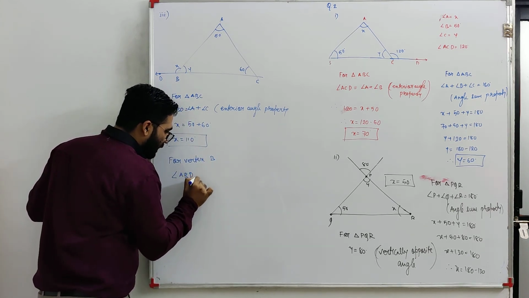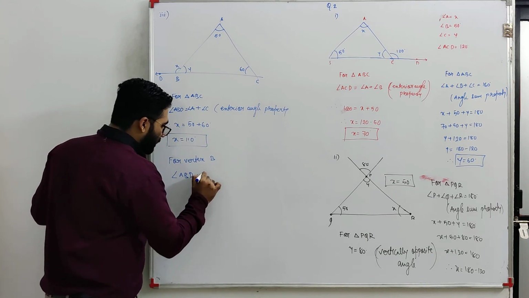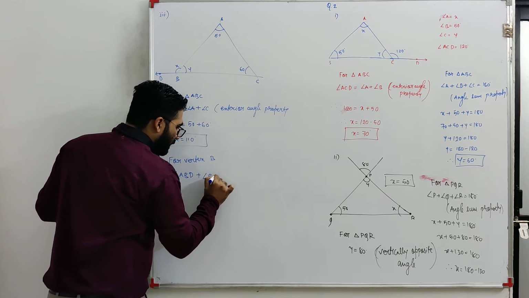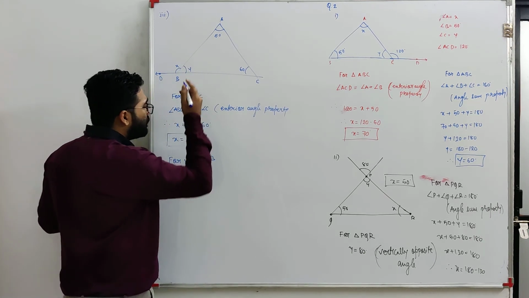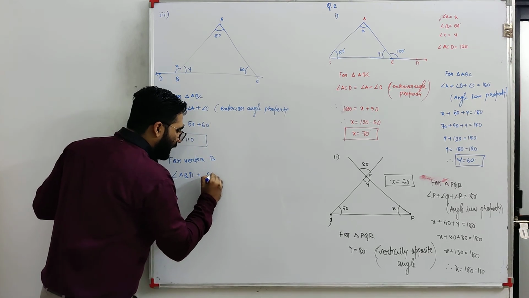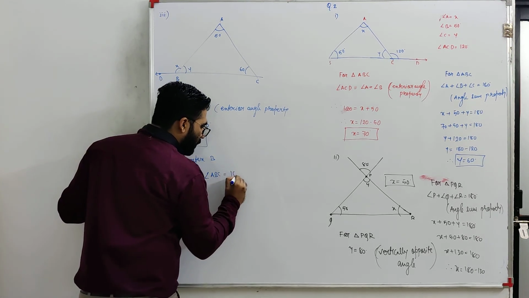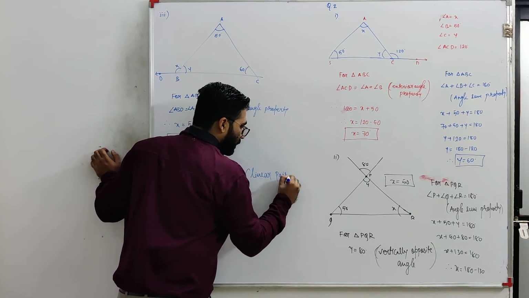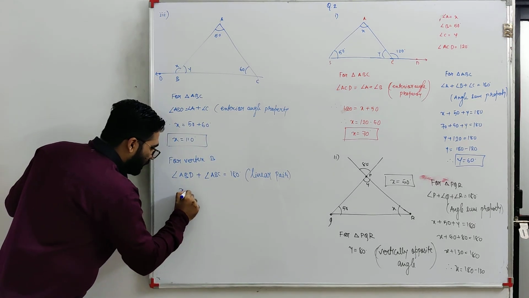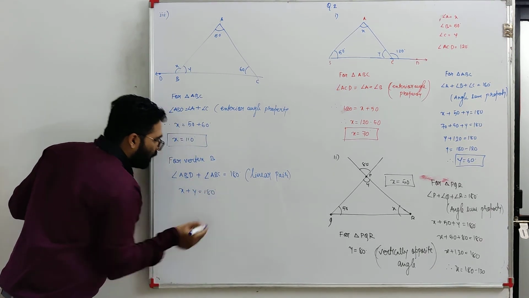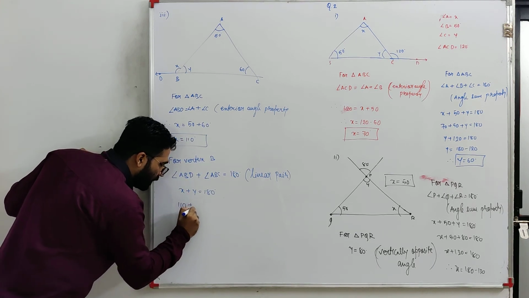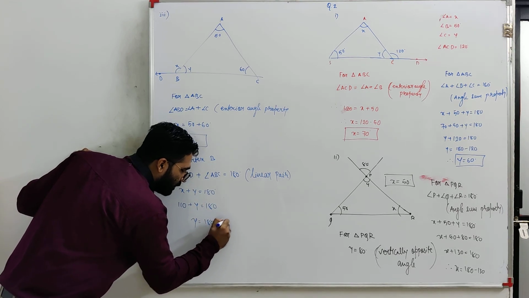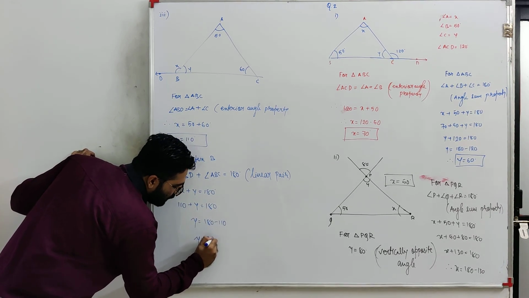So I am writing: angle ABD is equal to angle ABD plus angle PE. That is my interior angle, or otherwise, if I want to use the complete name, I write angle ABC is equal to 180 degrees. Why? Linear pair, because they form a line. Now when I put x plus y is equal to 180 degrees, you know what x is? 110 plus y is equal to 180. So y is equal to 180 minus 110, y is equal to 70.